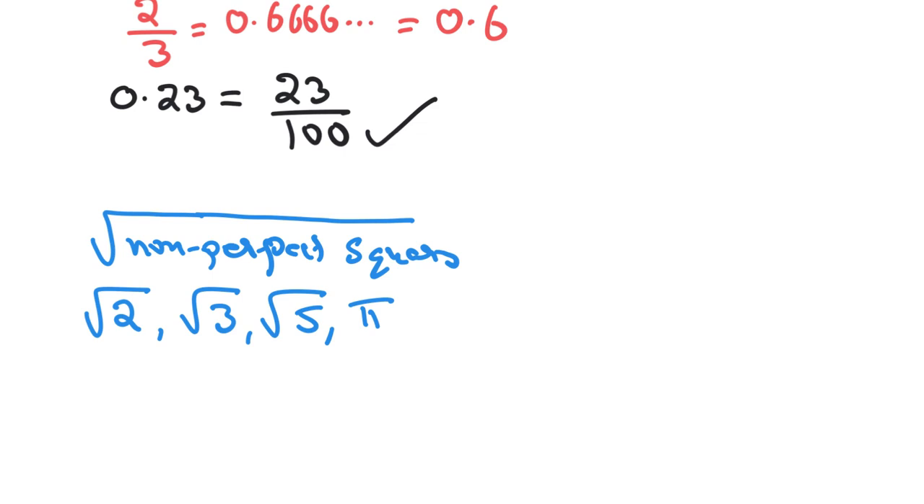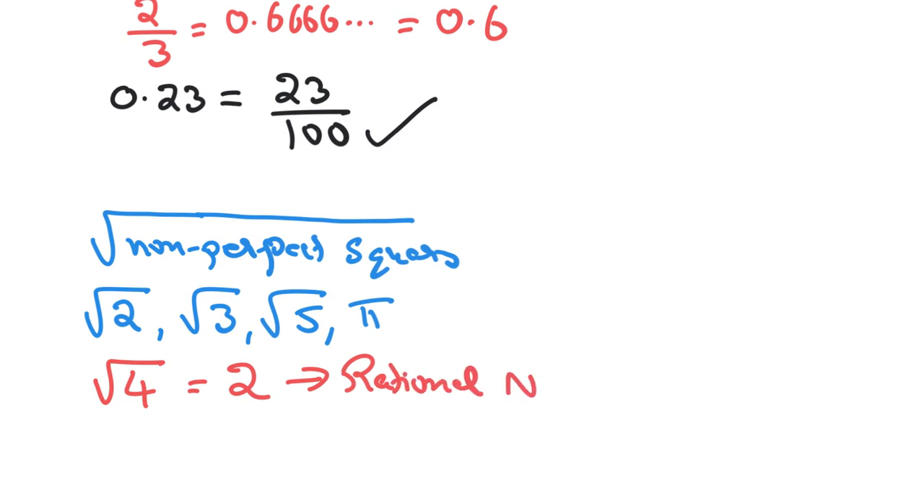Okay, a quick test of your understanding of irrational numbers. Square root 4, is it an irrational number or a rational number? Think. Is not square root 4 equal to 2? So is 2 a rational number? So square root 4 is a rational number. So this is a rational number.